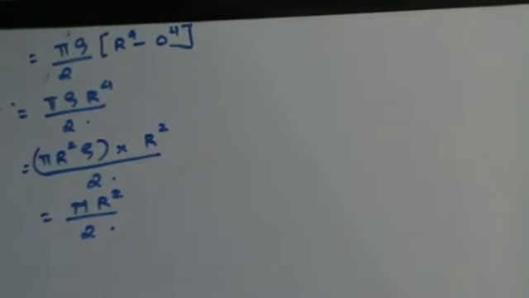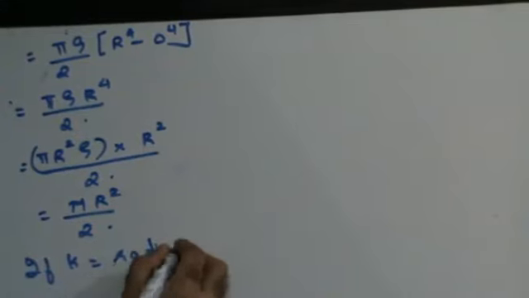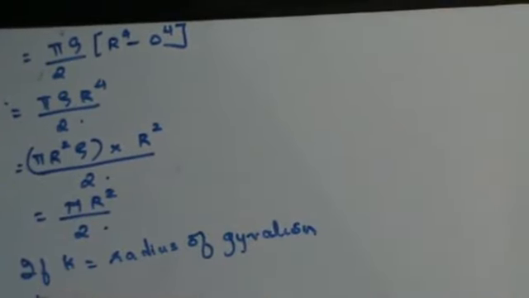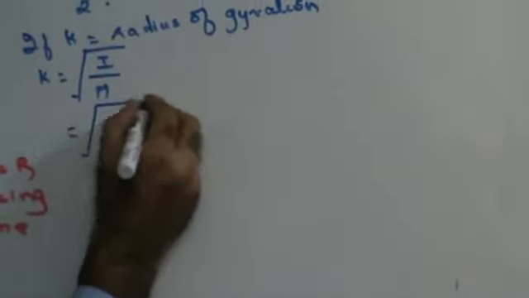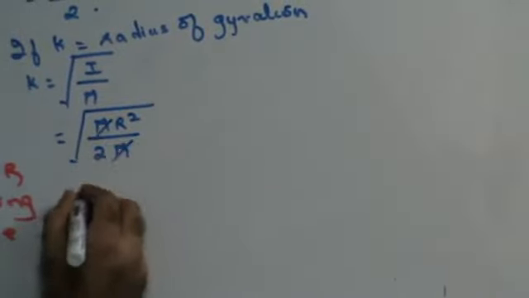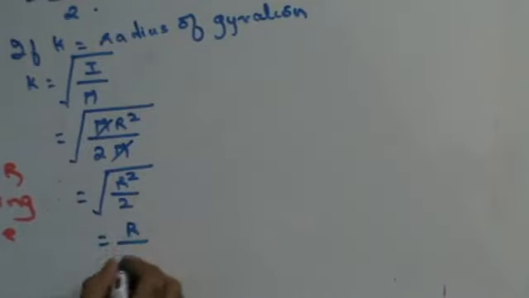Now, how do I find out the radius of gyration for this? If k is the radius of gyration, then k is the square root of I upon m. K is the square root of mr square by 2 upon m. So that is the square root of r square upon 2, which is nothing but r upon root 2. Fine, do we get this?